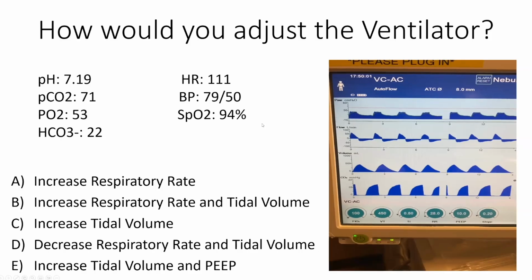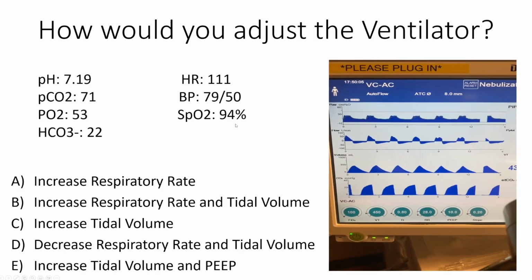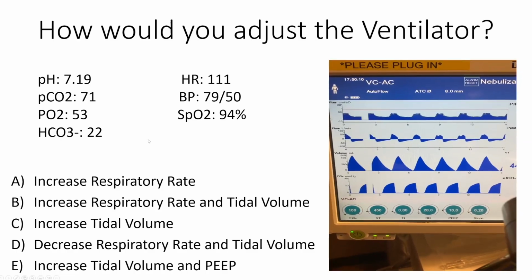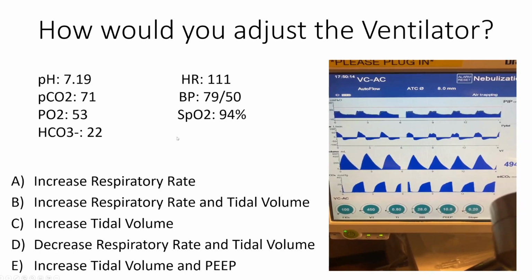So this is the ventilator waveform. This is actively recorded in the patient that we did take care of in our ICU. And then the question is, how do you want to adjust the ventilator towards the benefit of the patient? You can either increase the respiratory rate and tidal volume, or the tidal volume alone, or you can decrease the rate and the tidal volume and increase the PEEP. So just giving everyone maybe a couple of moments to think about that.